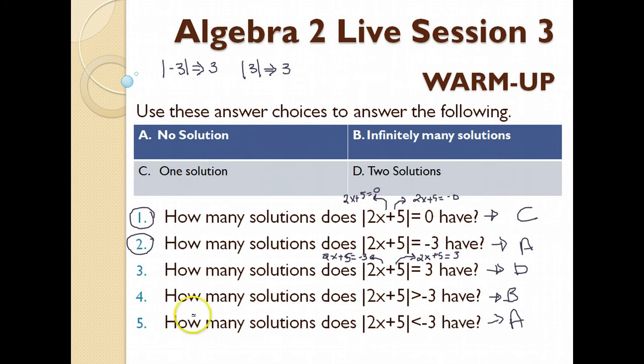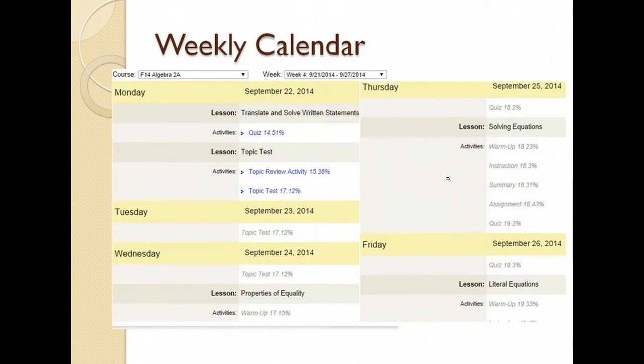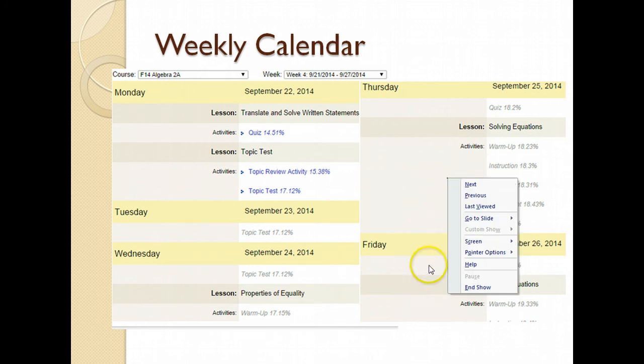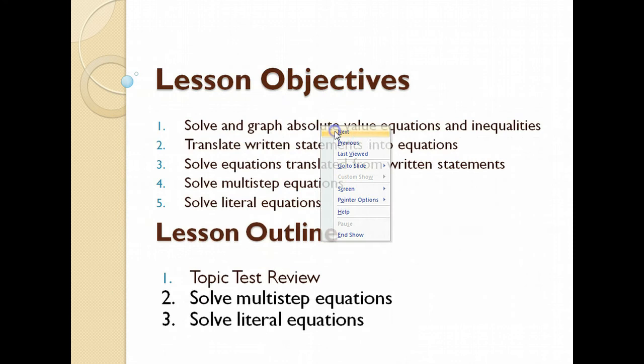Okay, let's go to the next slide. This is a summary of what you're going to be working on this week. This does not include everything, but you are going to be taking a topic test, and you're going to be working on solving equations and literal equations. The objectives: solve and graph absolute value equations and inequalities. Translate written statements into equations and solve them. Solve multi-step equations and literal equations.